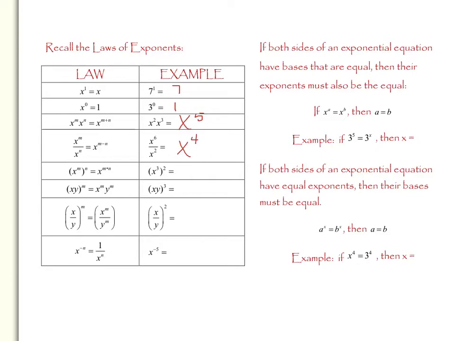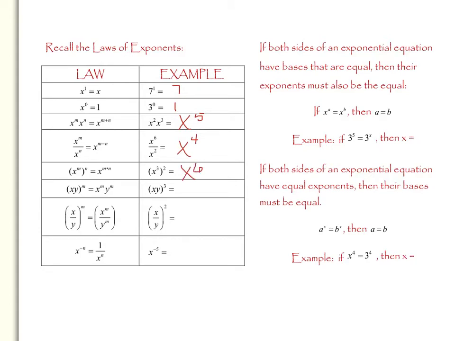Now let's look at the next row. If we have a variable raised to a power that's raised to another power, what do we do with those two powers? Well, we multiply them. So x to the m power raised to the n power is x to the m times n power. So if we look at our example, x to the third power raised to the second power is x to the 3 times 2 power, which would be x to the sixth power.